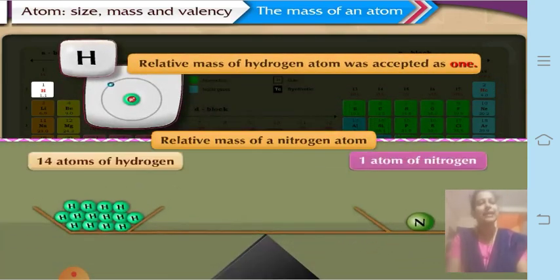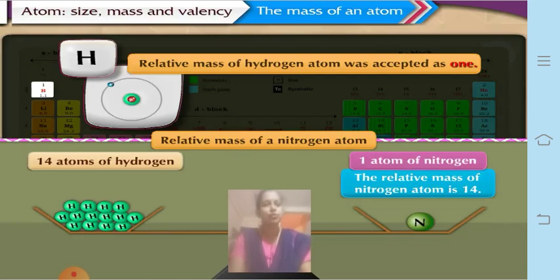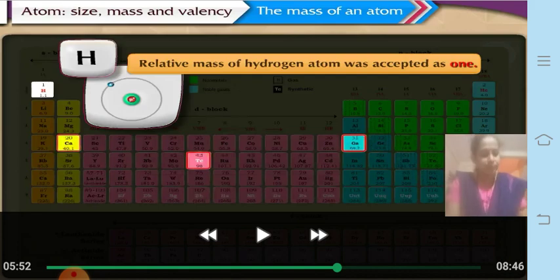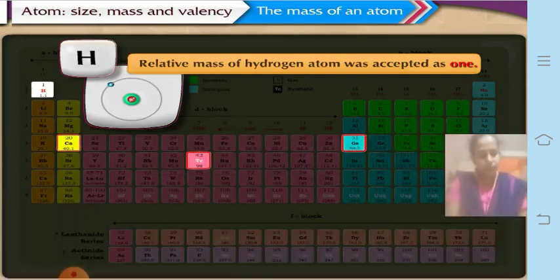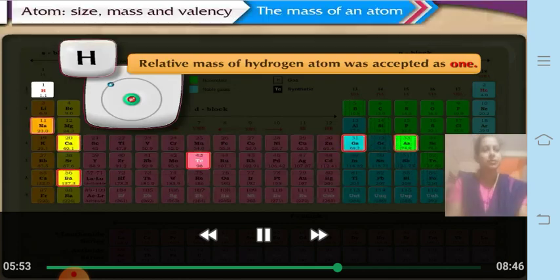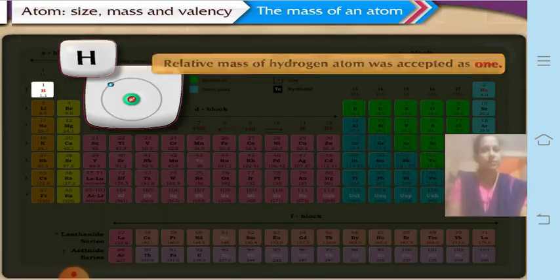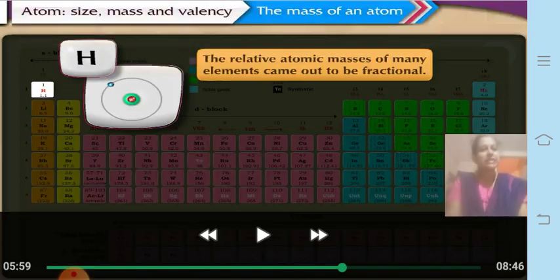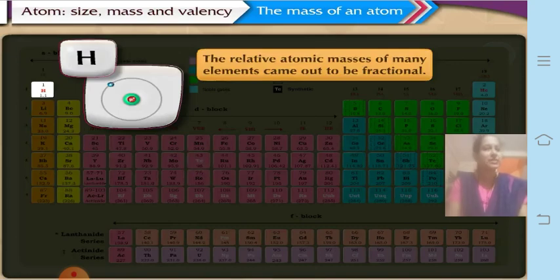So around 14 hydrogen atoms could form the mass of the nitrogen atom. So we came to know that the relative mass of the nitrogen atom was 14. But there was a problem with relative mass, because this gave fractional masses, which is not possible, because protons and neutrons are whole numbers. That is why this concept of relative atomic mass of many elements came out to be fractional. That is why it was not used later on.